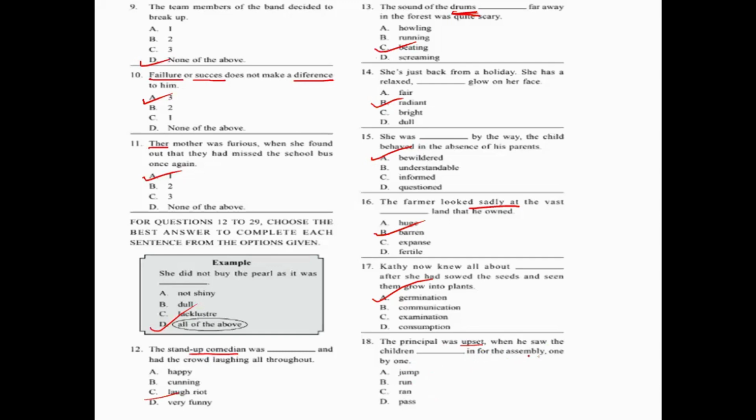Pass in for the assembly, though? It's nothing related to upset. So the correct answer is run in for assembly. Run in means to fight in, okay, for assembly. So that made the principal upset. So the correct answer is the principal was upset when he saw the children run in for the assembly one by one. Okay, option B is the correct answer here.